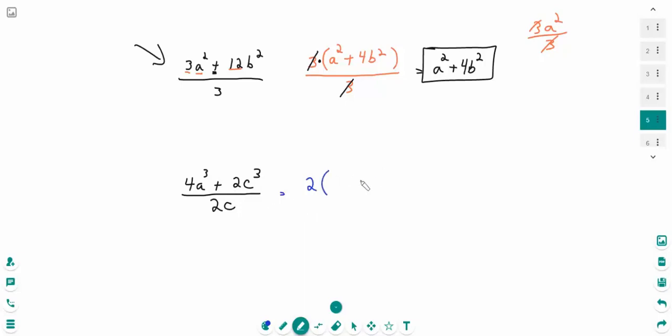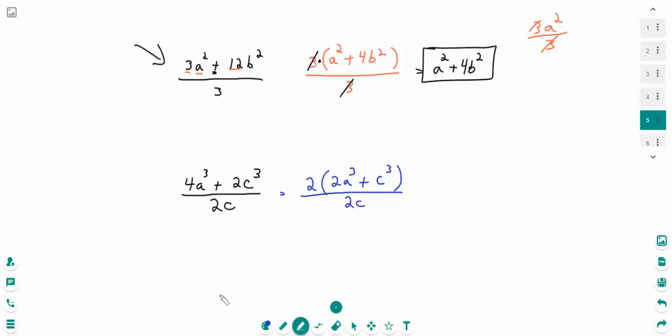So now we put in our leftovers. We have a 4a to the third term. Well, if we divide that by the 2, we end up with 2a to the third. Then we have a plus, and we have this 2c to the third. If we divide that by 2, we're just left with 1c to the third, which of course is just c to the third. So that's what's left over inside our parentheses. And now we can put our denominator back in place here. We have our 2c. We haven't touched that.